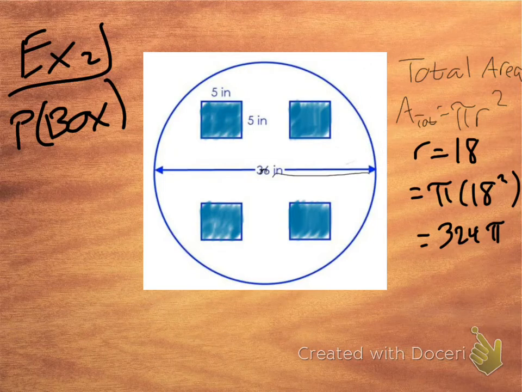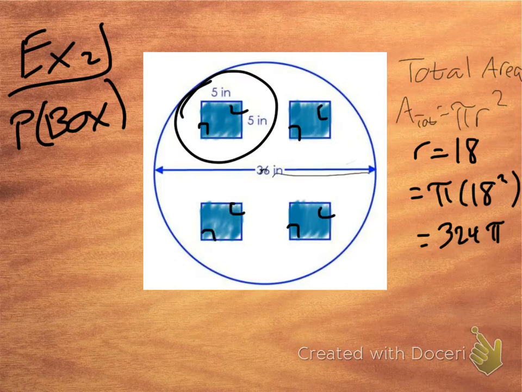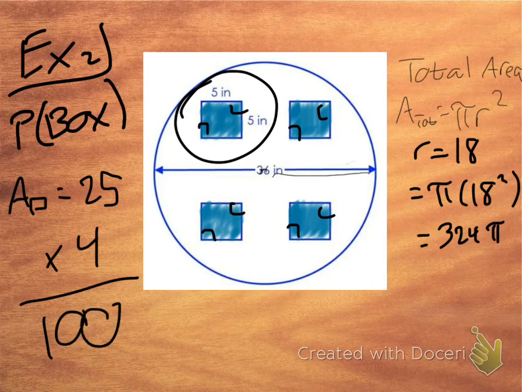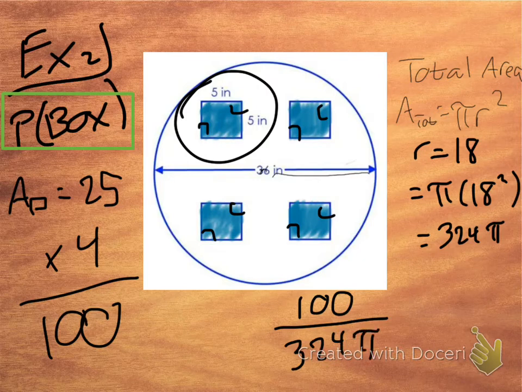Are we done? Well, no, because now we need to find the area of the boxes. The area of this box, again, it's a square. We're assuming they're all right angles, provided that it's given that they're squares. We have a 5 by 5, so the area of one square would be 25. The area of all of the squares, we're going to times by 4 and get 100. So the probability of landing in a box would be 100 over my total, which is 324 pi.